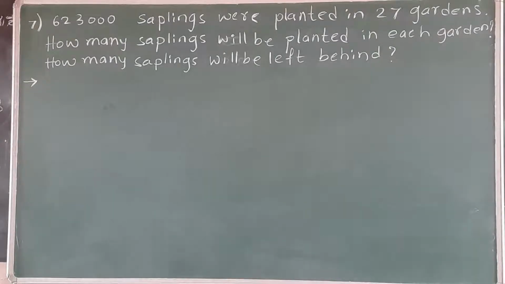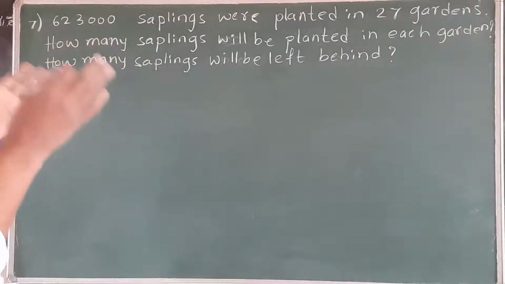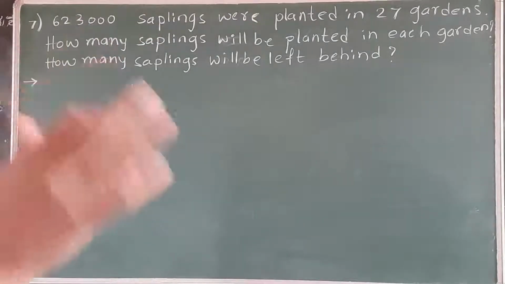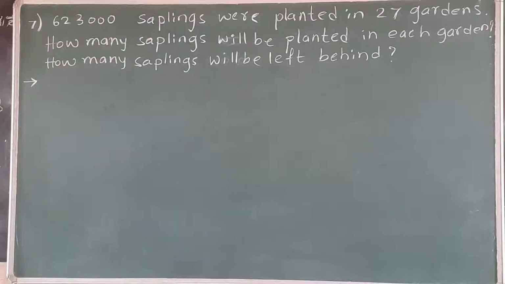So this one we need to find, how many saplings will be planted in each garden. That is, we should divide 6,23,000 by 27, the number of gardens, total number of saplings by total number of gardens. Then we will get the number of saplings planted in each garden. So for that one we will need to write the data.